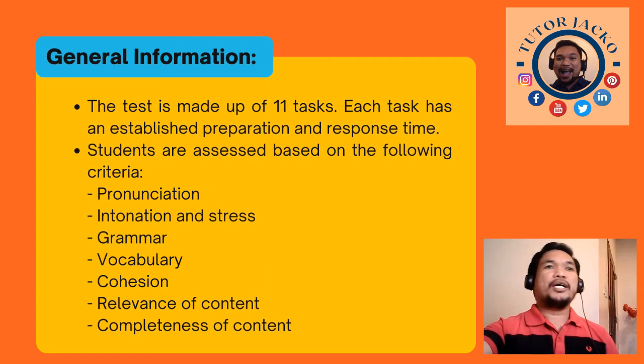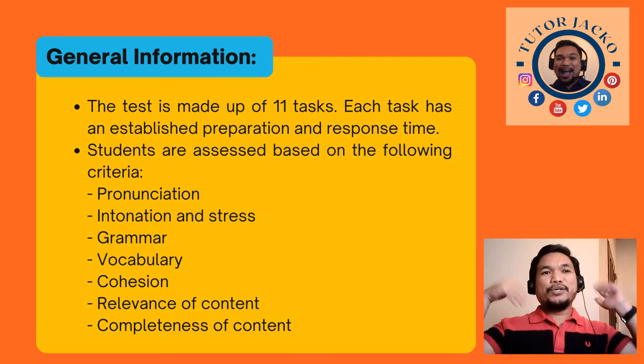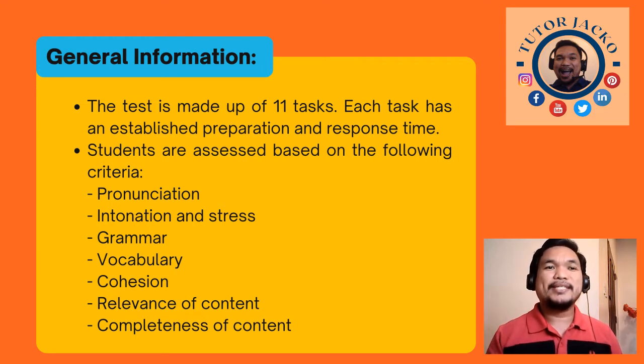So, the general information about the test. All right, the test is made up of 11 tasks. Each task has an established preparation and response time. Students are assessed based on the following criteria. So actually, this is now the actual test. Okay, so the student will be assessed with pronunciation, intonation, and stress, grammar, vocabulary, cohesion, relevance of content, and then completeness of content. So like what we always do, okay, in Engoo when we try to critique or correct students' mistakes.